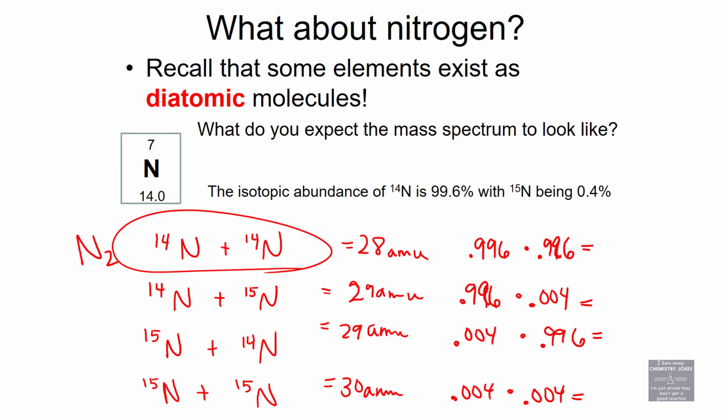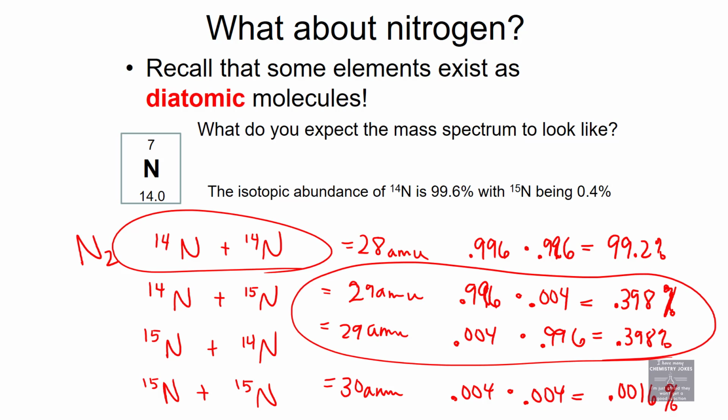Got it? We got 0.992 or 99.2% for the first one, 0.398%, 0.398%, 0.0016%. What are all those percent numbers? That tells you the percent height, really, of the peak at that AMU.